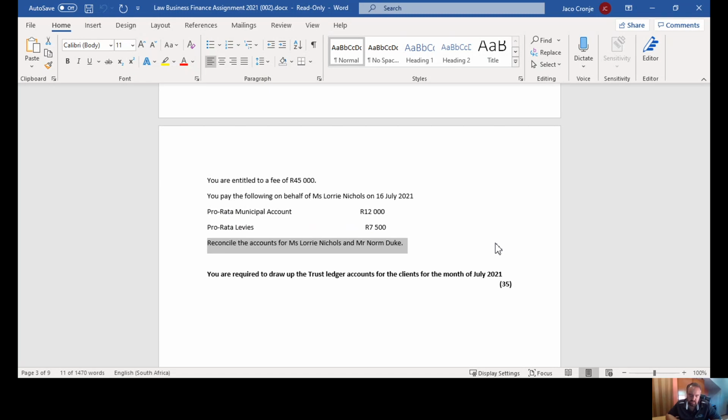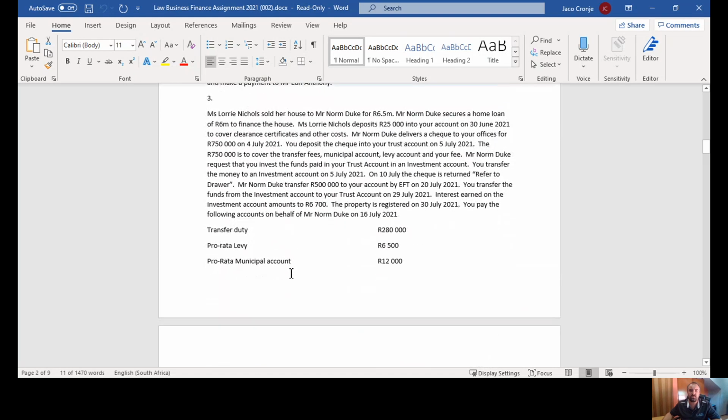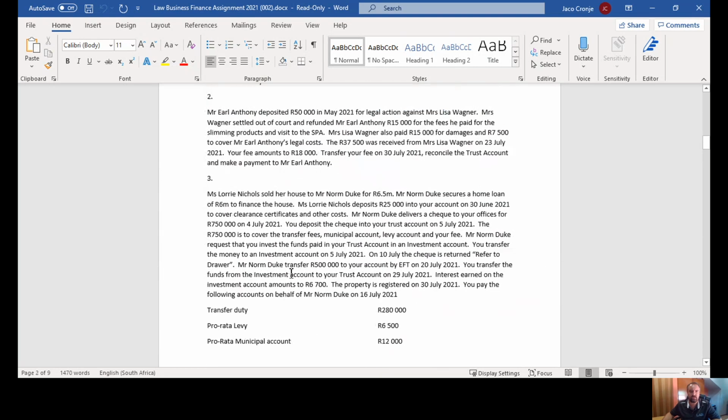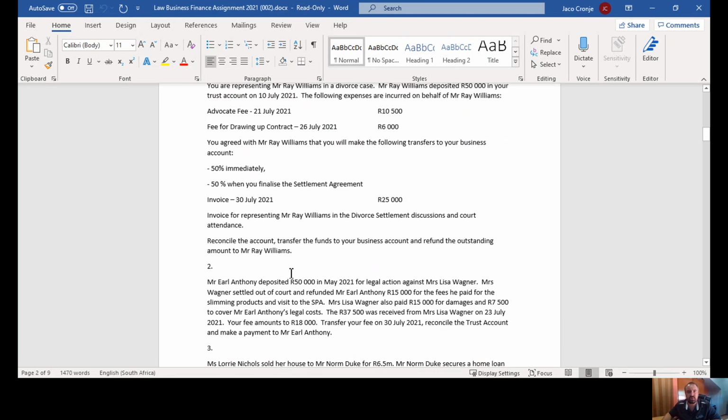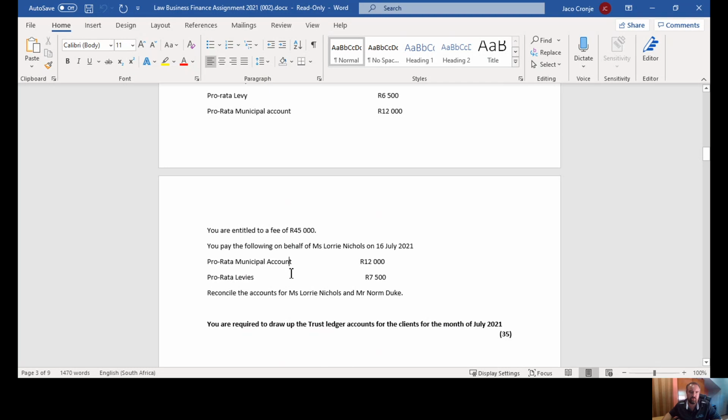Okay, so again, then they just ask us to draw the client ledger. I don't think this question is very difficult. I think it's a very easy question. The one or two funnies, or the one or two things that are unclear in the question, I think we've just handled and I've explained. So yes, my advice: do the normal trust cash book in total so that you know what all the cash related transactions are, and then you go and do the postings. After you've done all the postings from your trust cash book, there's one journal that needs to be done between Mrs. Nichols and Mr. Duke.